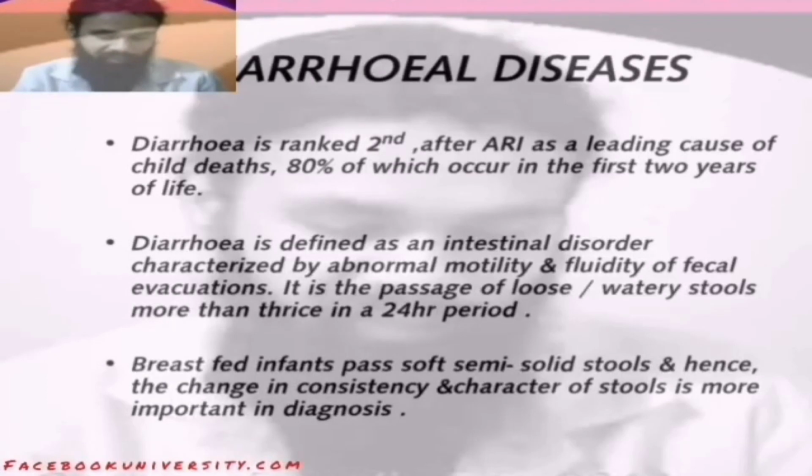Diarrheal diseases. Diarrhea is ranked second after ARI as a leading cause of child deaths, 80% of which occur in the first 2 years of life. Diarrhea is defined as an intestinal disorder characterized by abnormal motility and fluidity of fecal evacuations. It is the passage of loose or watery stools more than thrice in a 24-hour period. Breastfed infants pass soft semi-solid stools, and hence the change in consistency and character of stools is more important in diagnosis.